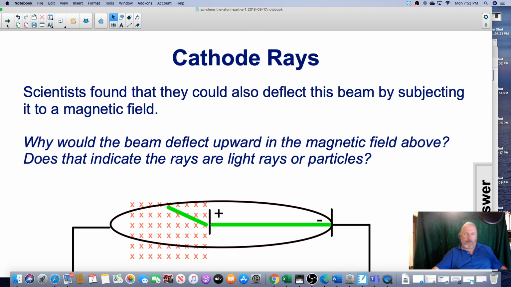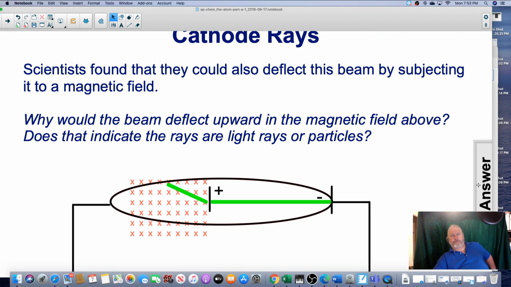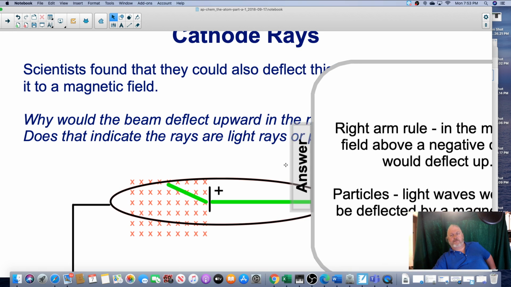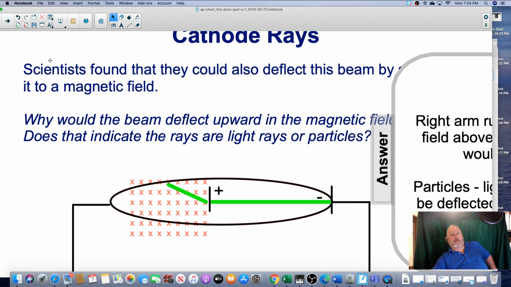So, they also could deflect the beam by putting it in a magnetic field. So, why would the beam deflect upward in the magnetic field above? And does this mean they're light rays or particles? Here we go again. Okay. Let's see. Oh, because in physics we have the right hand rule, where the magnetic field above a negative charge would deflect it up. So they've got to be particles because light waves would not be deflected by a magnetic field.